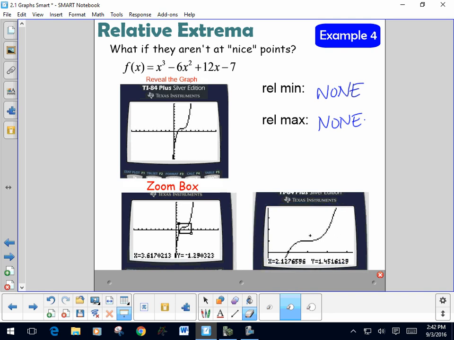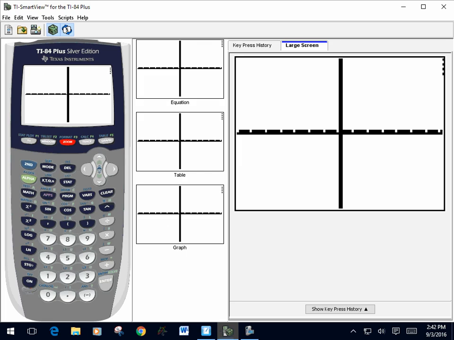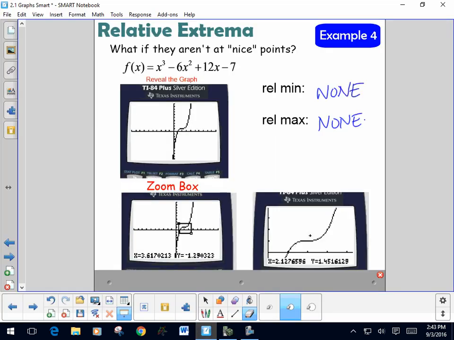Let me see if my calculator's still broken. Yep. Good times. Okay.